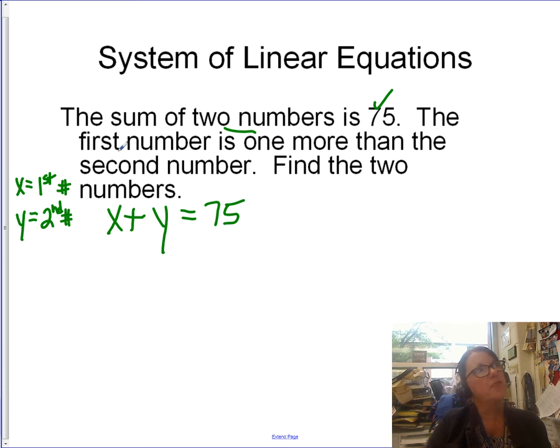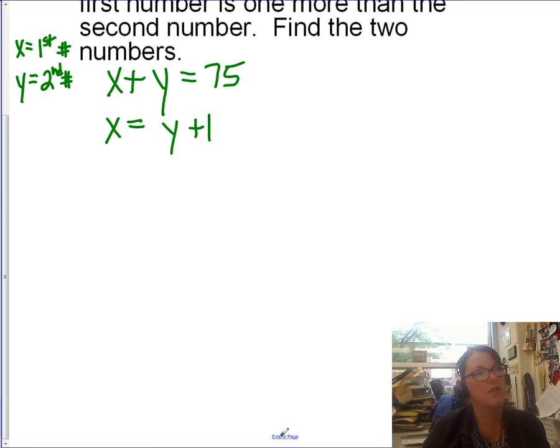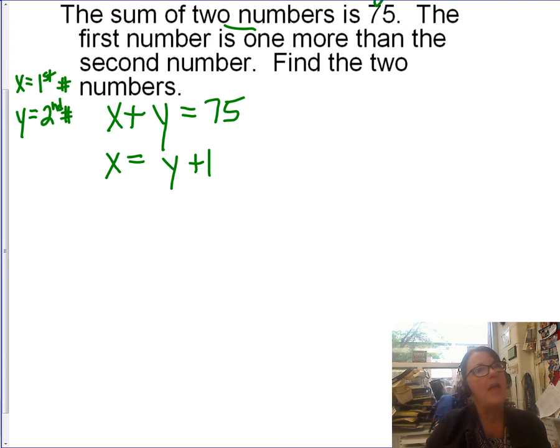The first number, that's x, is, let's start translating that. The first number is 1 more than. 1 more than means that we're adding 1. Then the second number. The first number is 1 more than the second number. Find the two numbers. Well, there you go. Now, I know some of you have shortcut ways of doing this, but I want you to see it algebraically so you see how to solve it. X is the first number, and that has this relationship, y plus 1. X is y plus 1.